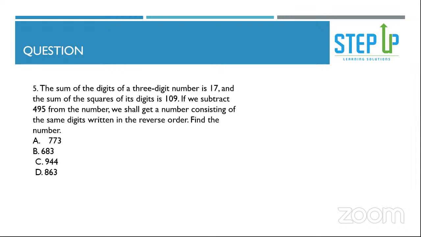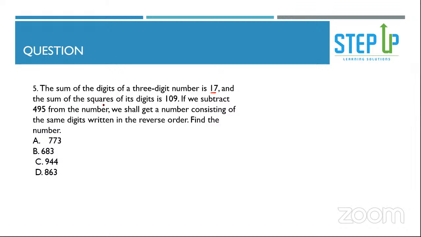Now in this type of question, go with the options. So 7 plus 7 plus 3. The first condition is that the sum of the digits of the 3-digit number is 17. So we'll see how many options add up to 17. 7 plus 7, 14 plus 3, 17. 6 plus 8 plus 3, 17. 9 plus 4, 13 plus 4, 17. 8 plus 6, 14 plus 3, 17. So this first condition is not helping us.